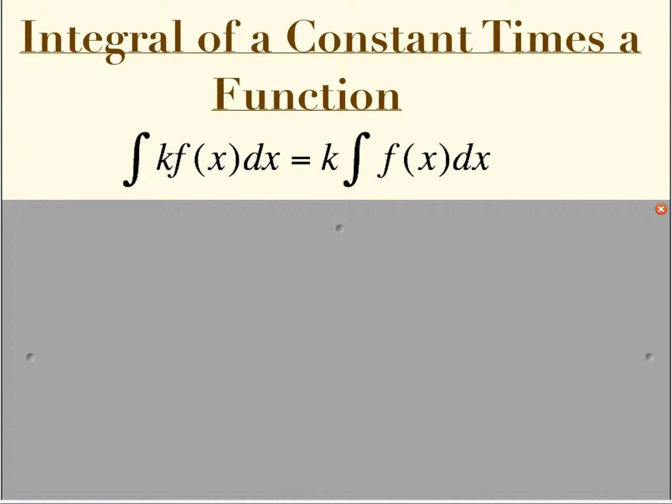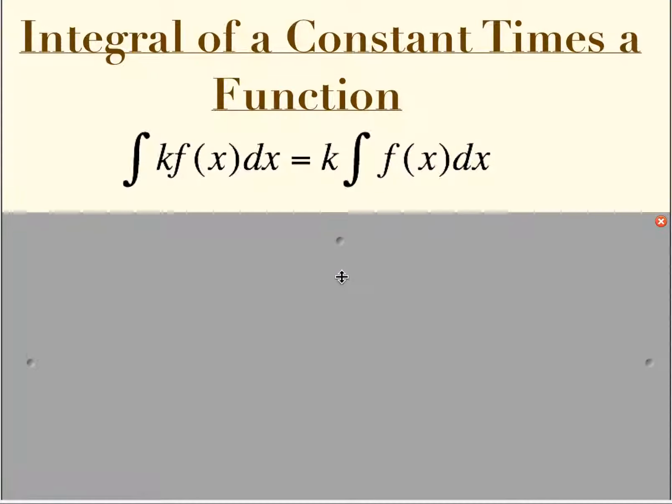So we're going to go through a couple of different properties. Some of them are pretty self-explanatory. They're similar to other properties that we've used before. So the first one is the integral of a constant times a function. So we are going to say that k is a constant, and we're taking the integral of k f of x dx. Well, that k can just come out in front, and then I just need to find the antiderivative of f of x, and then multiply it by k.